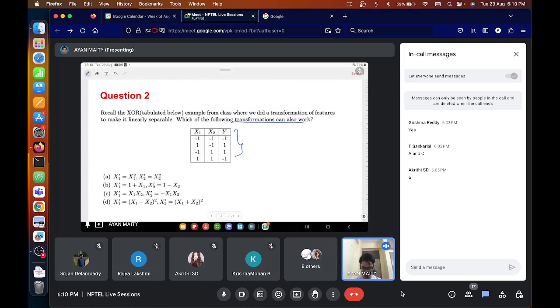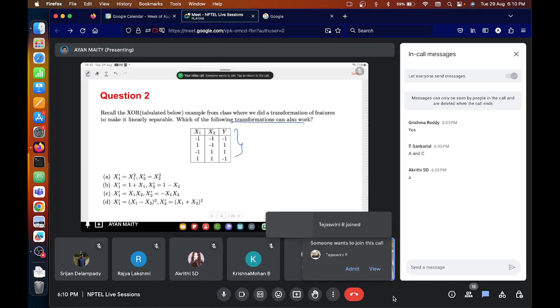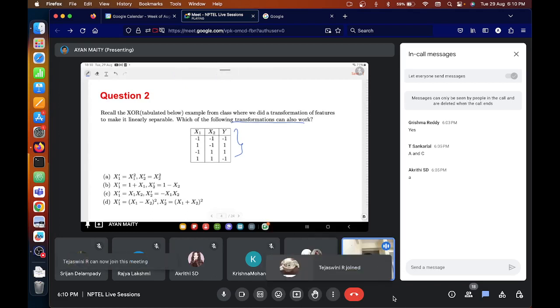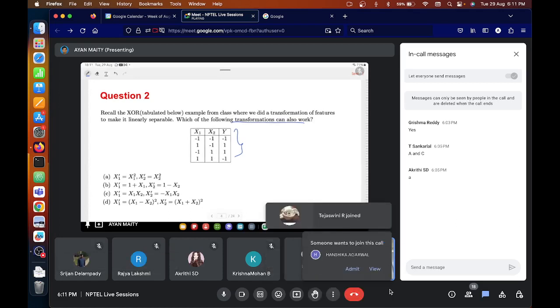In this question, you have to simply use all 4 transformations from these 4 options, and you have to plot those points in a 2D plane to check whether these transformations are making these points linearly separable or not.